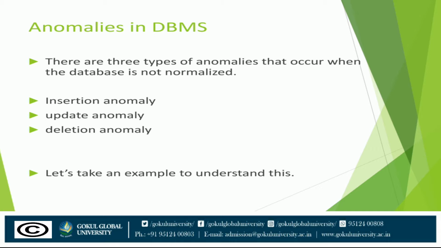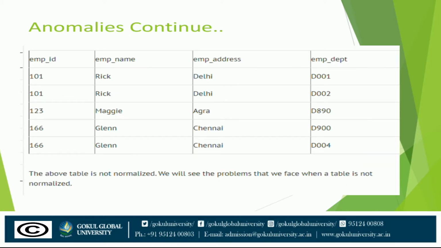Let's take an example of anomalies. Now here we see that we have 4 columns: employee ID, employee name, employee address, employee department, with a number of values. Here the table is not normalized. We will see the problems that we face when a table is not normalized, due to the insert, update and delete anomalies.